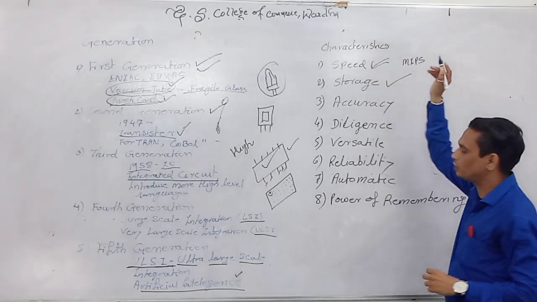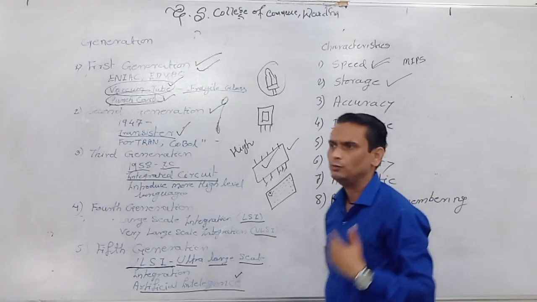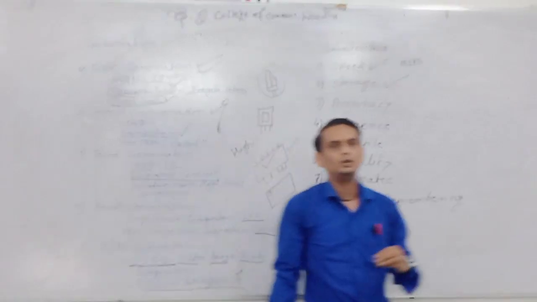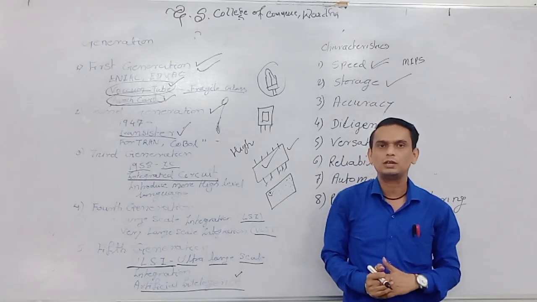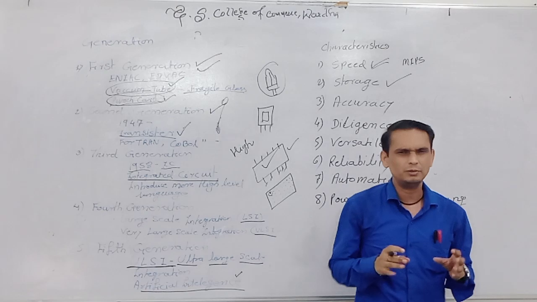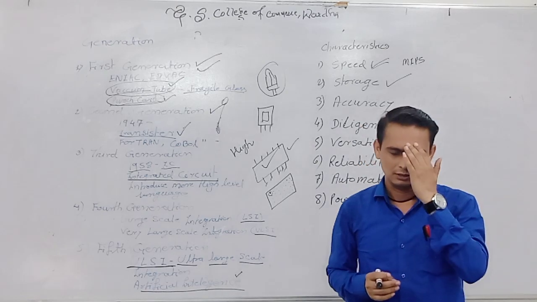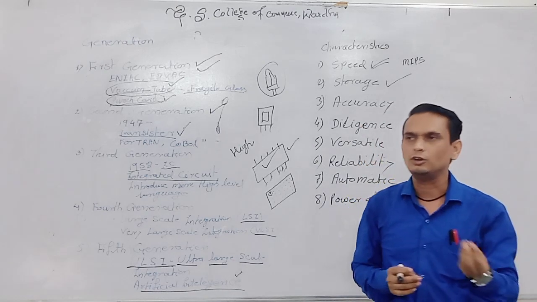Second one, storage. Just like we have a memory, but we have a volatile memory. After some time we erase our memory, or we cannot remember anything or normal things.